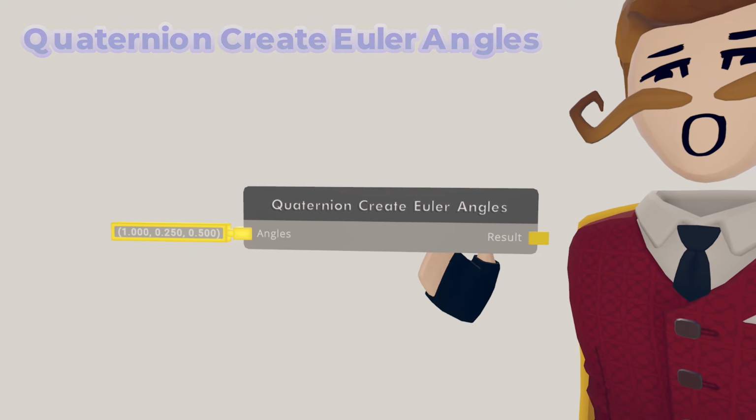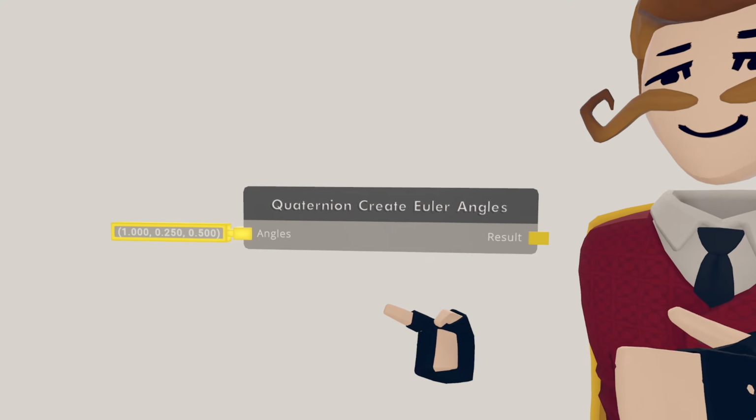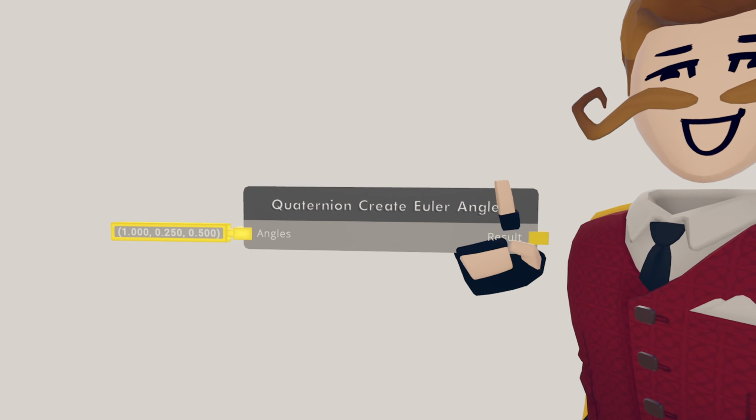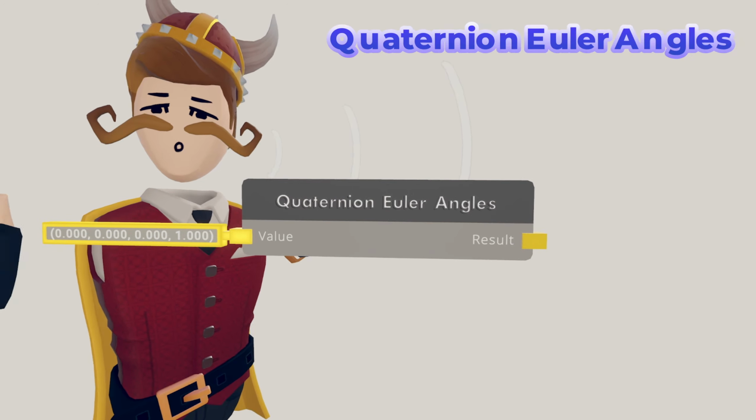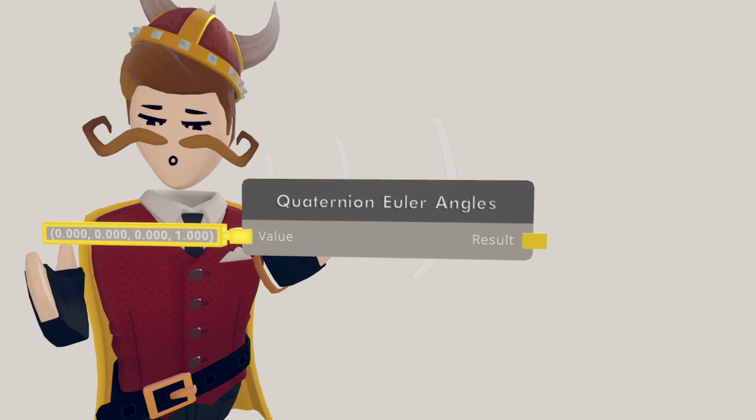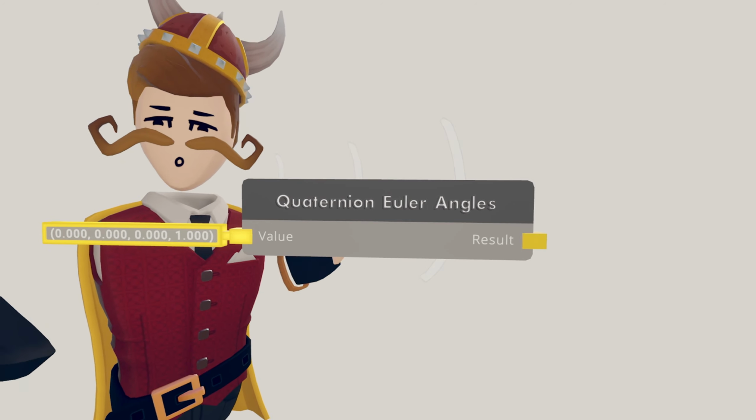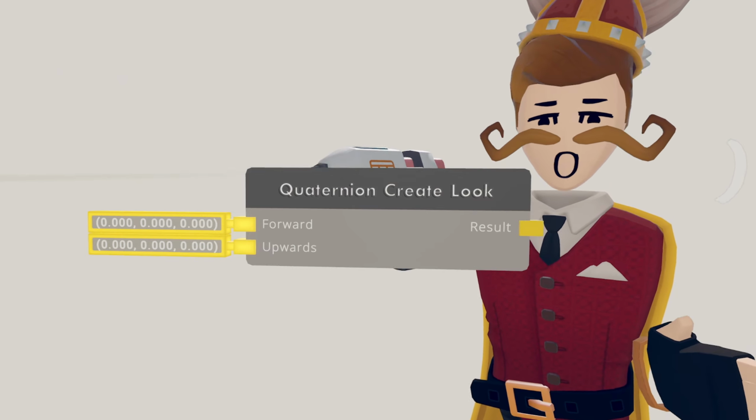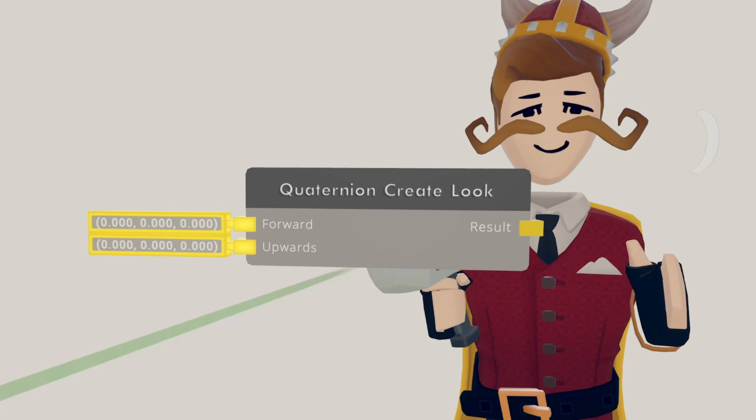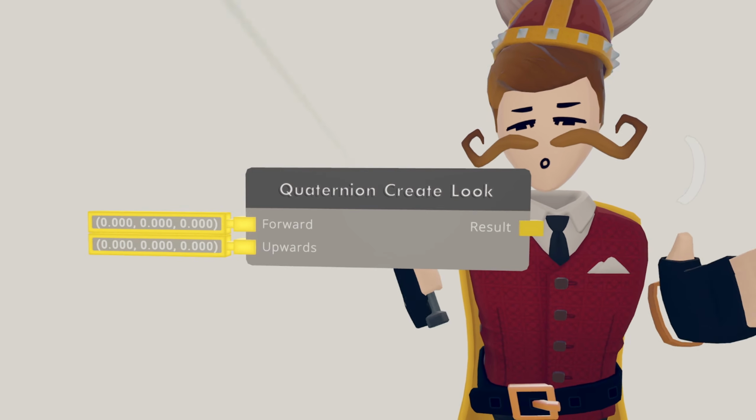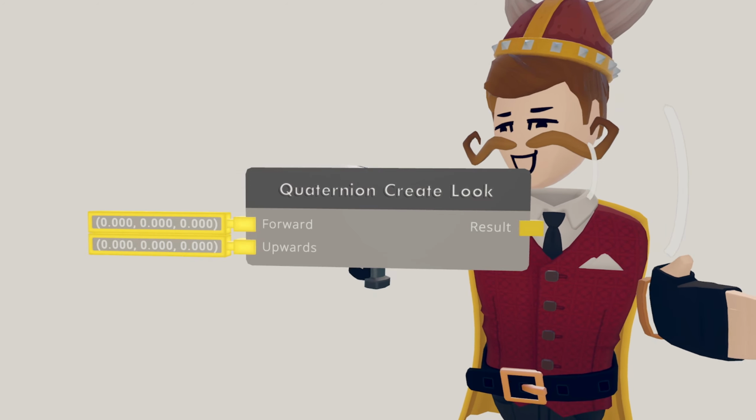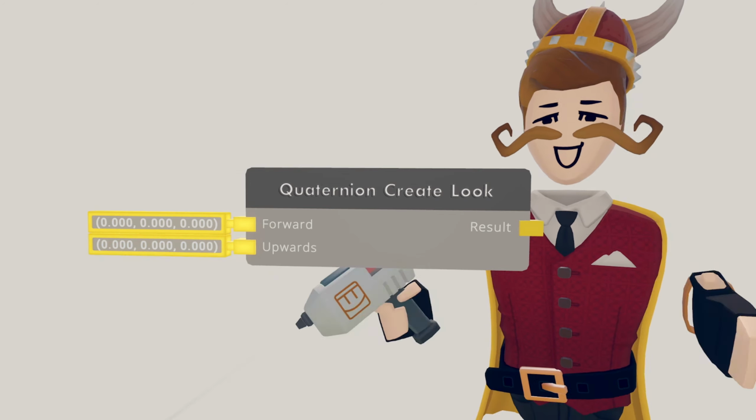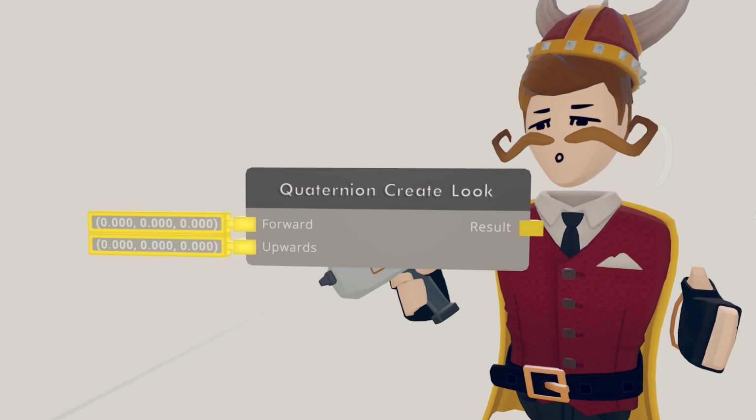Quaternion create Euler angles. This chip is primarily used to convert Euler angles to quaternions. This does not work with directional vectors. Quaternion Euler angles works in the opposite way, as in it converts quaternions into Euler angles. Quaternion create look is different from the last two chips in that it creates a quaternion from a directional vector. Use your desired direction as the forward input and make your up input 0, 1, 0. This defines the default upwards orientation.